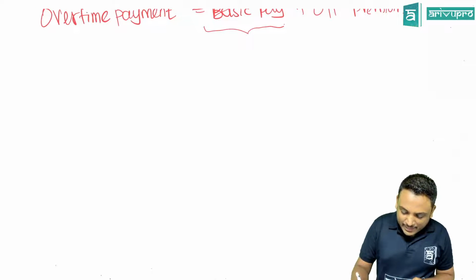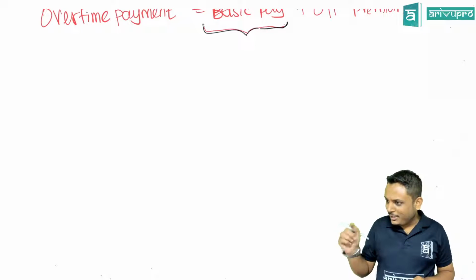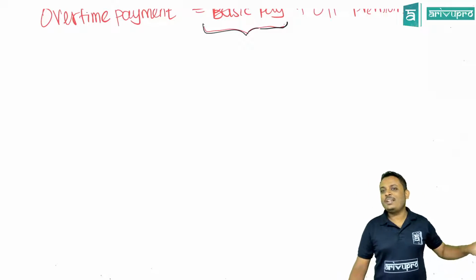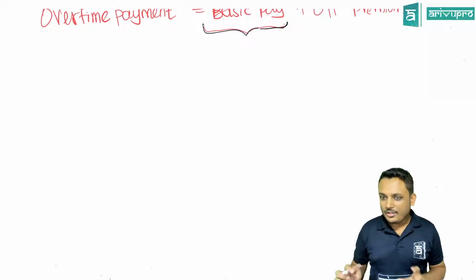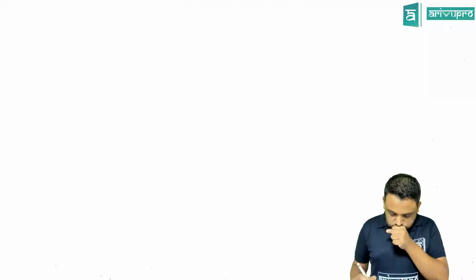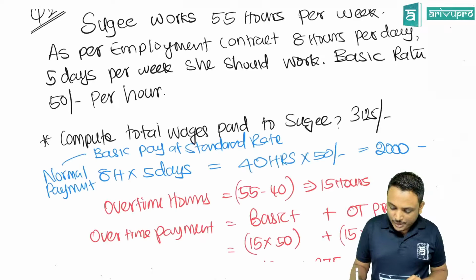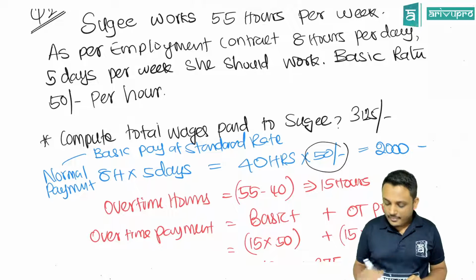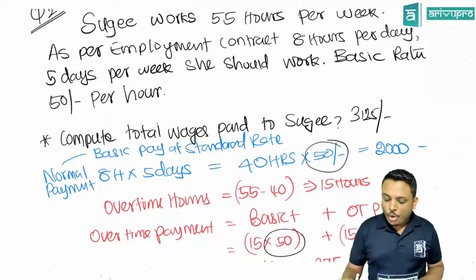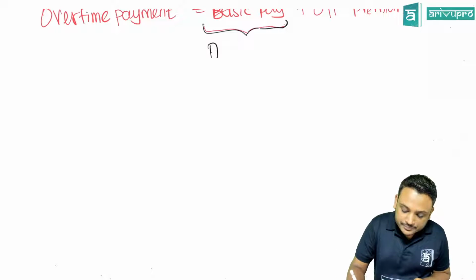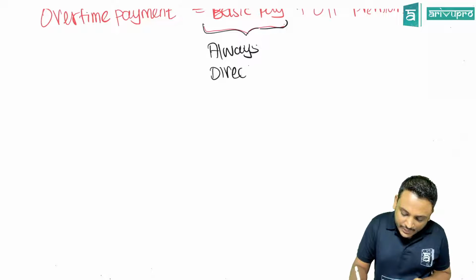This basic payment comes under overtime payment also. It comes under the normal standard amount also. See the previous example: normal standard time also we took, here also we took. Understood? Always basic pay is direct labor.